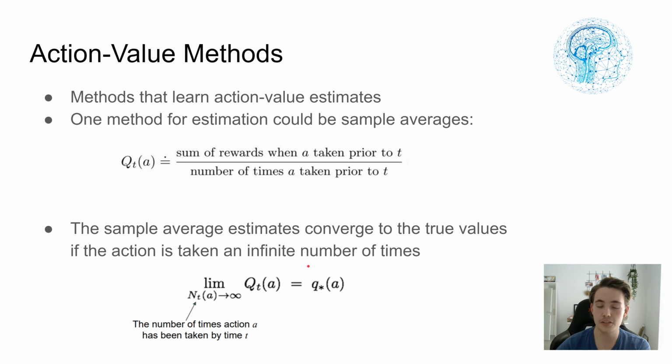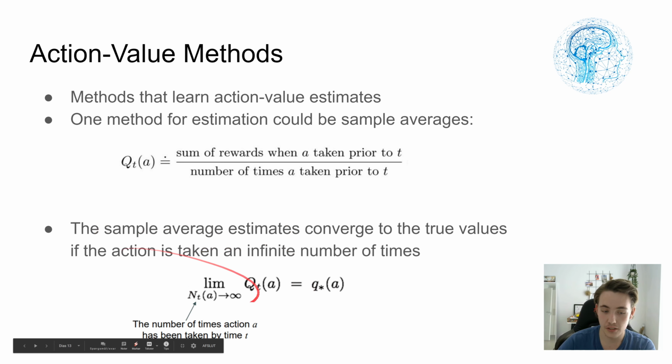The sample average tries to estimate the values, and the estimates converge to the true values if the action is taken an infinite number of times. In practical examples we can't take an action an infinite number of times, but the more actions we have taken, the closer we are to the true values and to estimating the probability distributions for the multi-armed slot machines. So this is where we have this limit as the number of times action A has been taken by time t goes towards infinity. Then our expected return equals the estimated expected return.